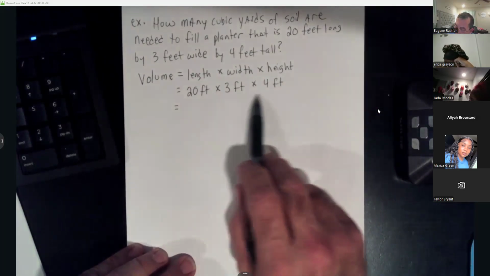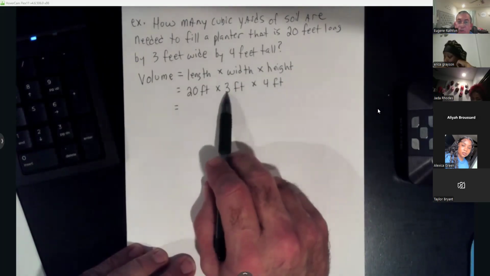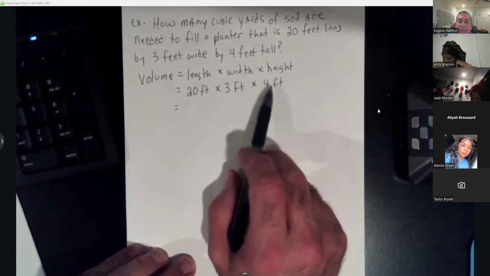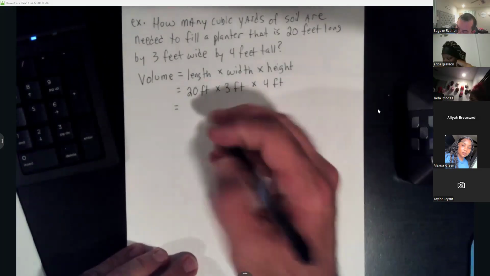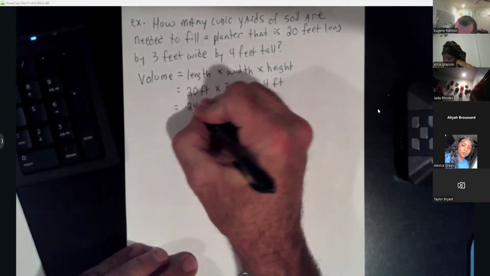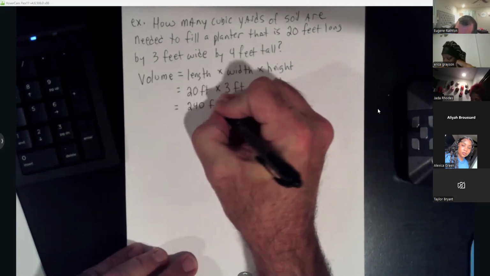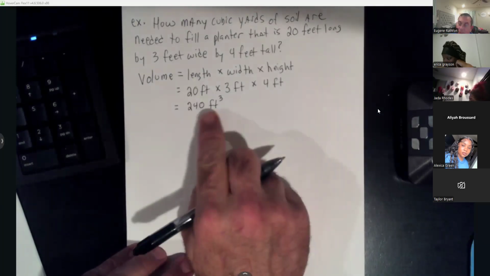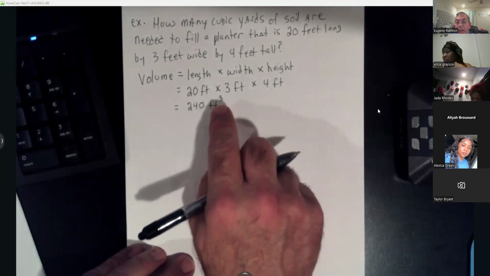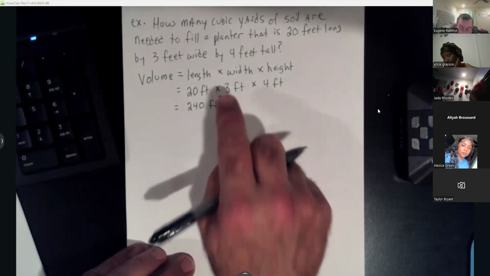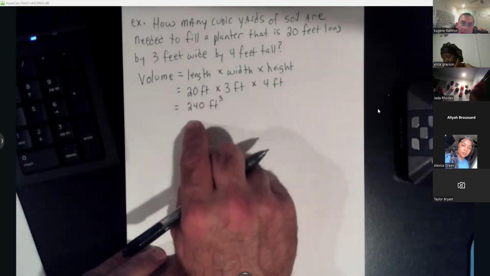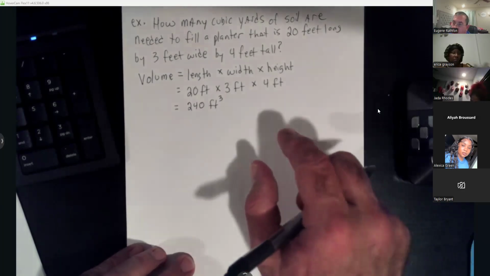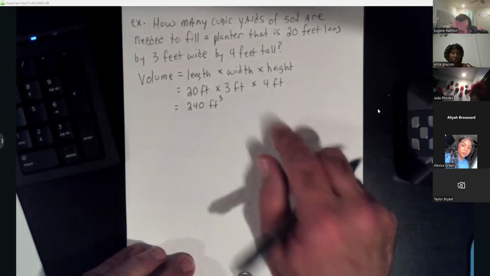All right, y'all, multiplying all this. 20 times 3 is 60. 60 times 4 is 240 cubic feet. So we know the volume in feet cubed. Now we're going to convert that into cubic yards.